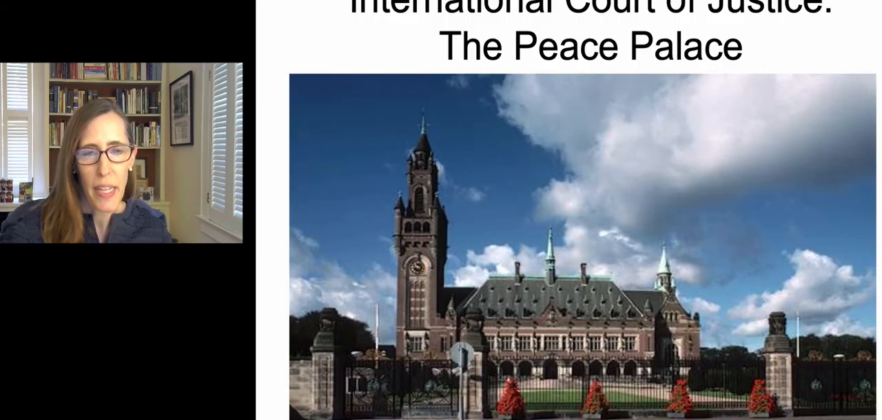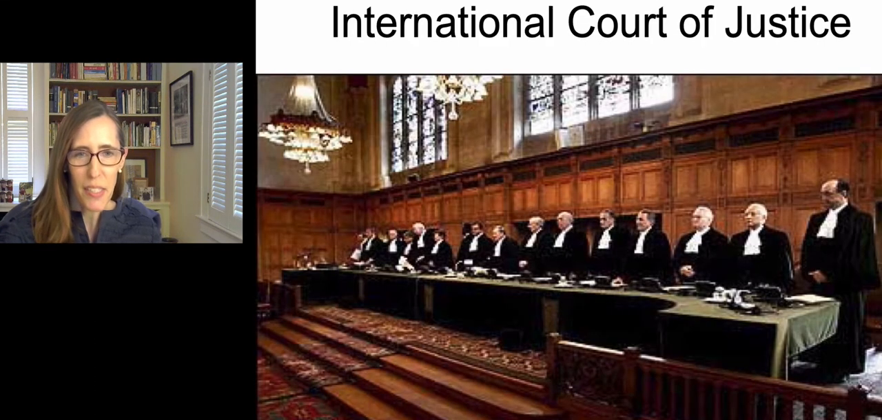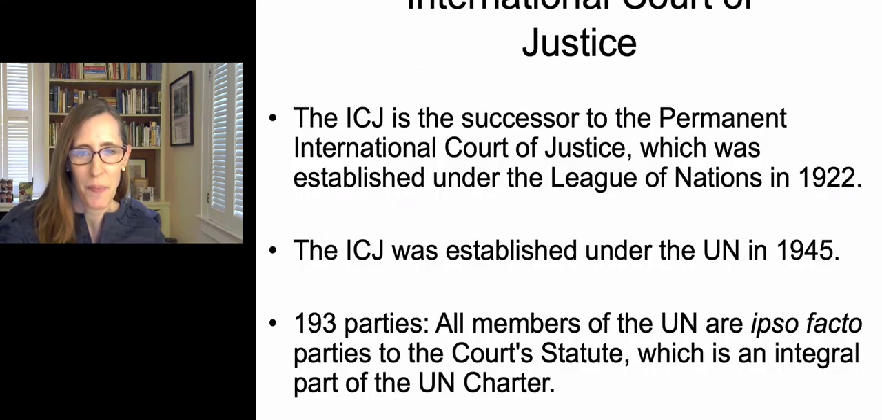But the key one, the central one we're focusing on today, is the International Court of Justice, which holds its hearings at the so-called Peace Palace. This is this lovely building in The Hague in the Netherlands where the court sits. This is the courtroom in which it sits. This is the dais. These are the judges that are arrayed, waiting for a case to be argued in one of the grand halls within the Peace Palace.